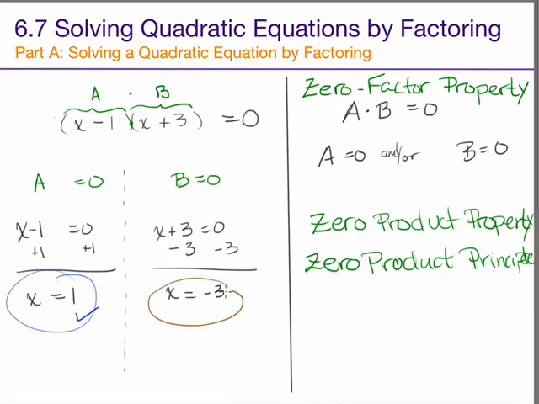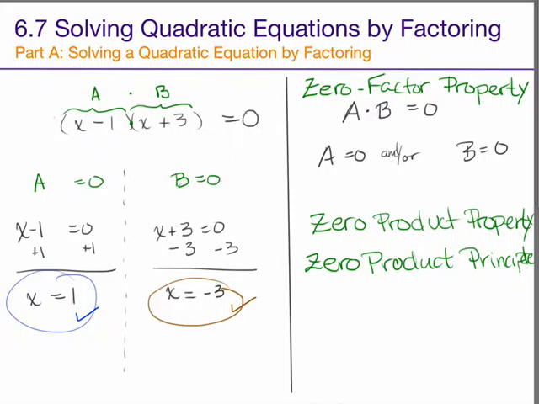If x is negative 3, then this becomes negative 3. Negative 3 minus 1 is negative 4. But if x is 3, then this is negative 3 also. And negative 3 plus 3 is 0. And I get 4 times 0. And 0 times anything is 0. So negative 3 also works. There are, in fact, two solutions to this equation.